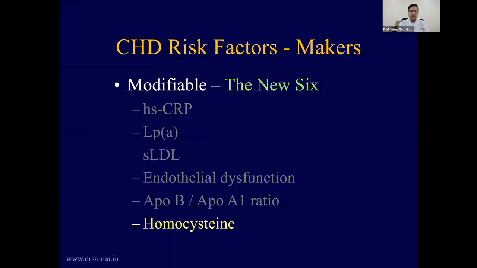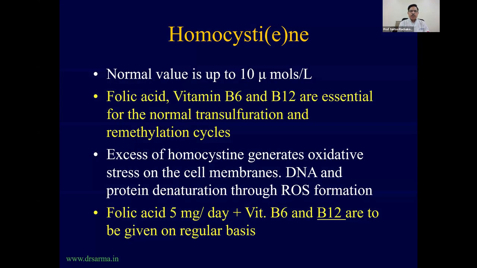Another risk factor is homocysteine. Normally you don't measure the homocysteine. There are two things, homocysteine and cysteine. Cysteine we are not interested, homocysteine only we are interested. And what you measure is total homocysteine, which will measure both, and we are interested in the homocysteine. Normal value 10 micromoles per liter.